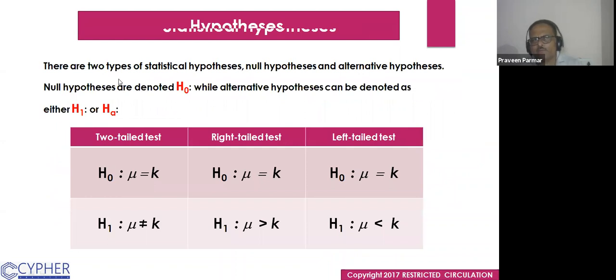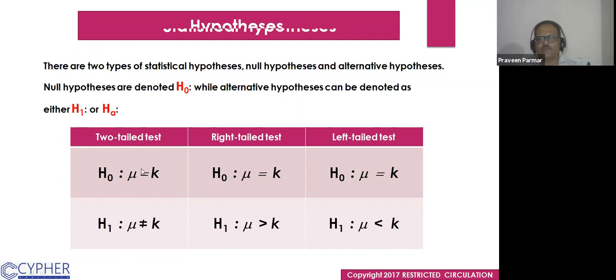As I have told you, the statement we take is always the null hypothesis. There are two types of statistical hypothesis: null hypothesis and alternative hypothesis. Both are opposite to each other, mutually exclusive and exhaustive also. Null hypotheses are denoted by H0, while the alternative hypothesis can be denoted by H1 or HA. I will not go deep into two-tailed and one-tailed tests at present, and when we do them, I will explain.